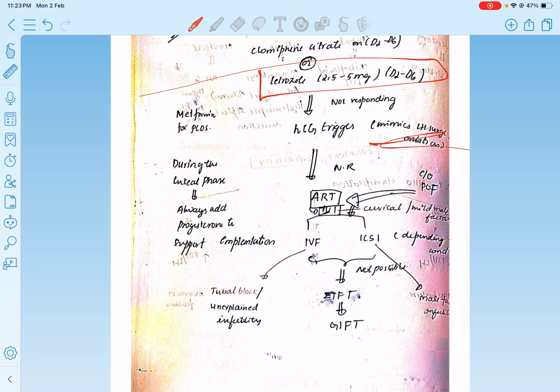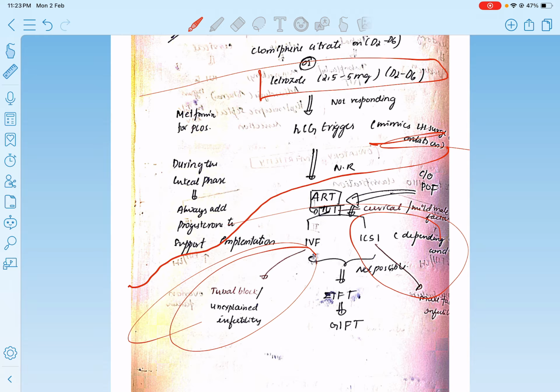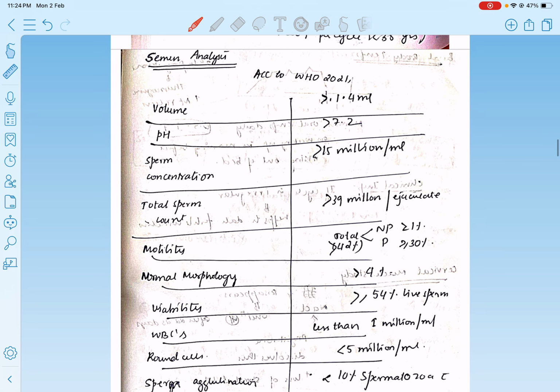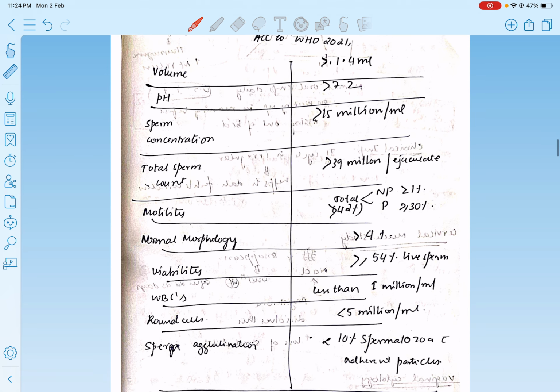Otherwise, even after this, if the patient is not getting conceived, then you need to follow other protocols, that is assisted reproductive techniques, based on what the problem is, whether it's with the male partner or female partner. If it's with the male, then you go with ICSI. If it's female, then you need to go with IVF. Again, if it's not happening, then you go with ZIFT or GIFT, that is zygote intrafallopian transfer or gamete intrafallopian transfer. In prognosis, again, semen analysis, I have written everything because it's an important thing.